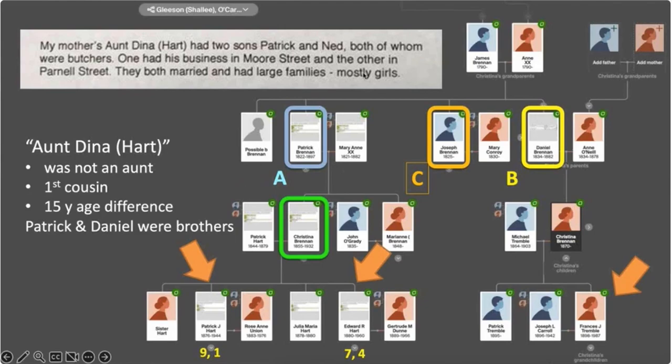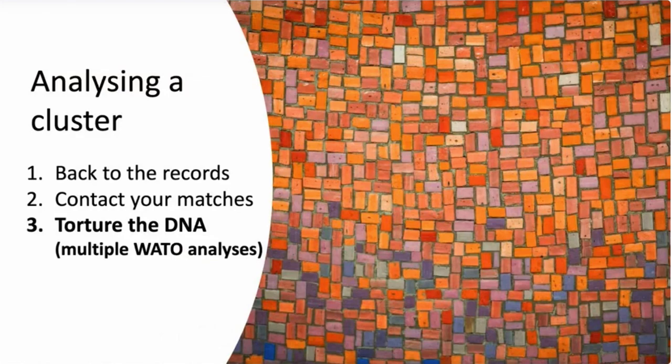So this was very useful documentary evidence, fairly compelling documentary evidence that Patrick and Daniel were in fact brothers. It didn't tell us anything about Joseph, but I'm now reasonably confident that Patrick and Daniel were brothers on the basis of this personal recollection from one of my aunt's DNA matches. And of course, this is the sort of information that you're not going to find in a library. You're not going to find it in an archive. It was something that was just held by the family themselves. So that's why contacting your matches can be very, very helpful.